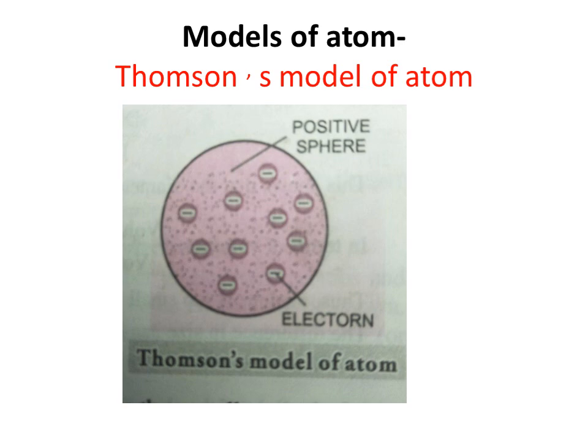Let us start with models of atom. First model is Thomson's model of atom. It was also studied in class 9. Let us start with this. It is also called raisins pudding model, watermelon model. Why it is called so?